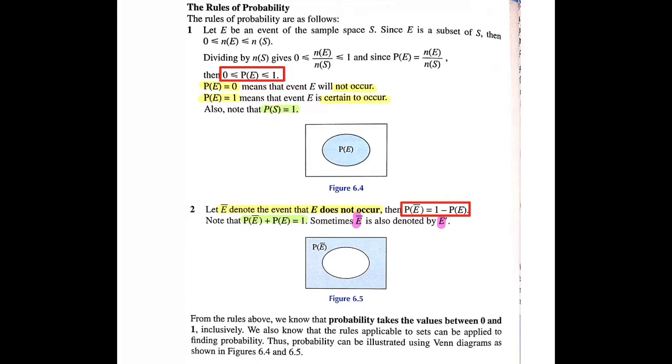Let's see the second point here, where we are talking about E complement. What is E complement? This is the event in which E does not occur. So the probability of E complement is equal to 1 minus the probability of E. If this is the probability of E happening, then out here is the probability of E complement. Note that the probability of E complement plus the probability of E is equal to 1, because the total probability is equal to 1. We can also denote E complement as E prime. This is just a symbol.